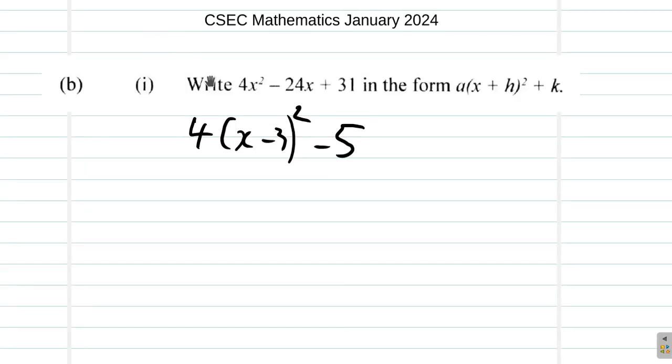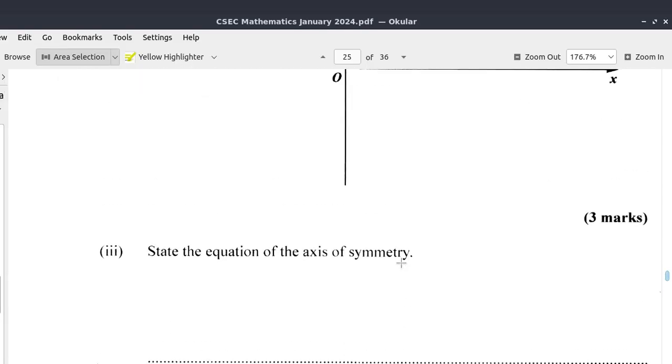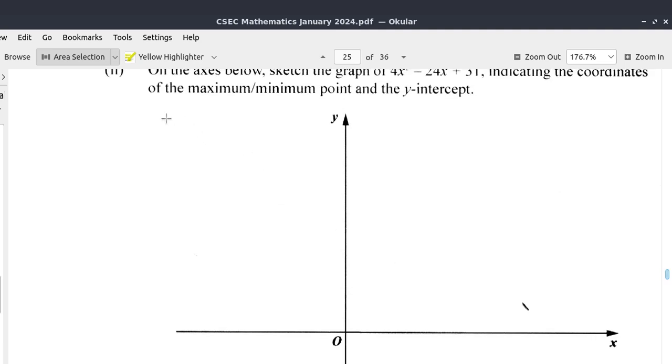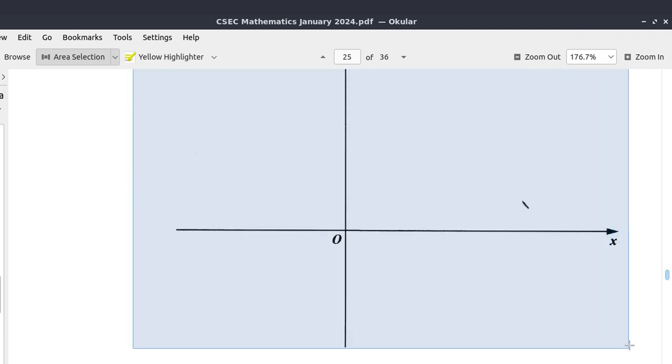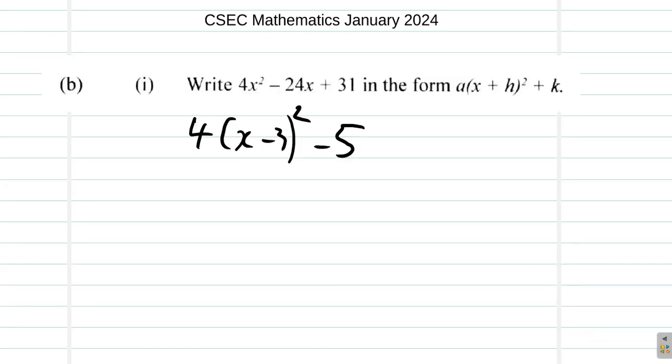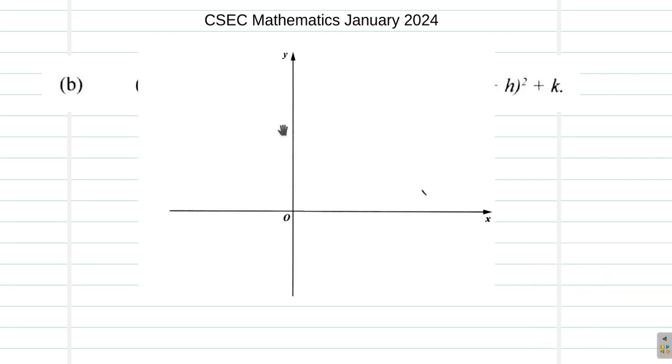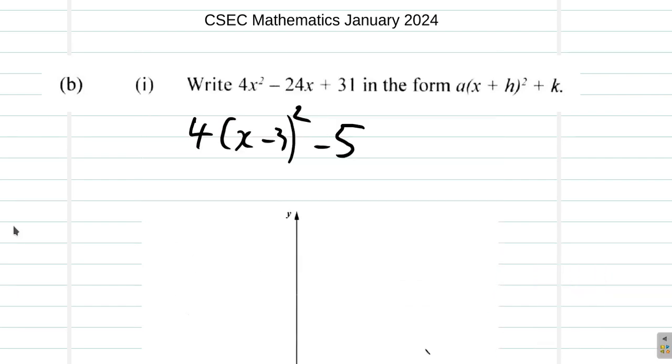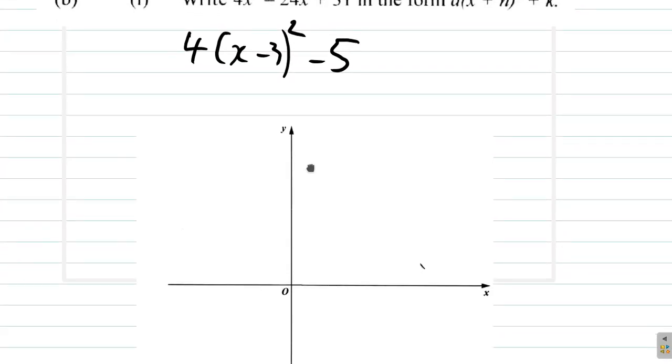What we did before was to write 4x squared minus 24x plus 31 in the form a(x plus or minus something) squared plus k. Now we got this: 4(x minus 3) squared minus 5. Now, if you remember this well, let me copy this graph and put it over here. Alright, so what you would have is 4(x minus 3).